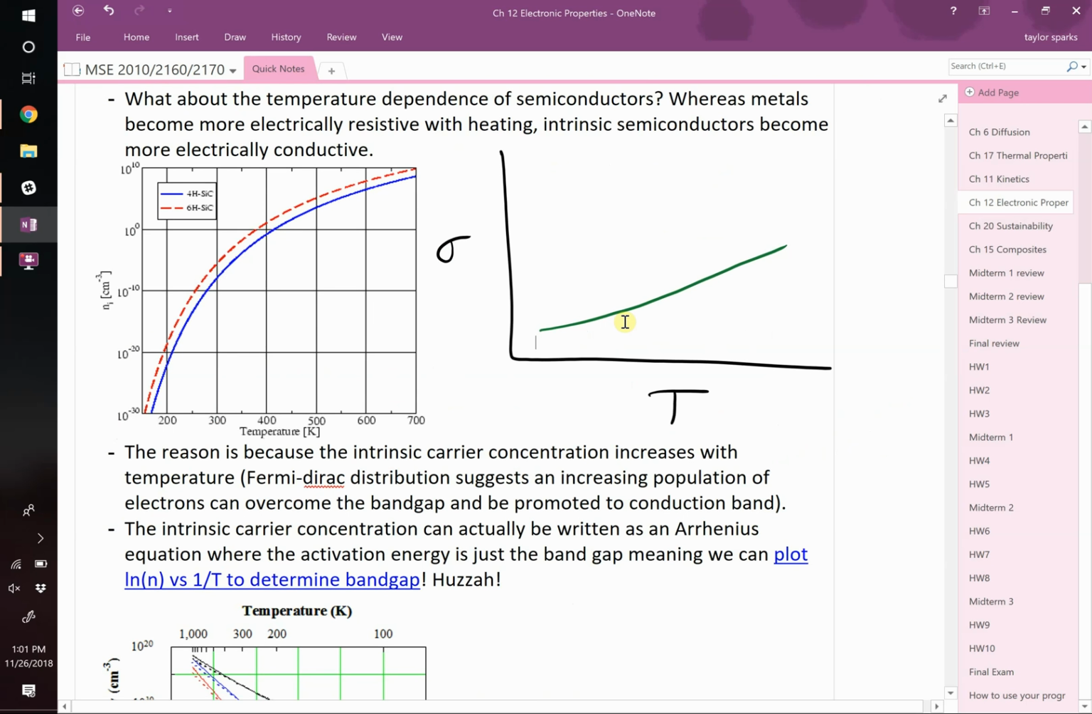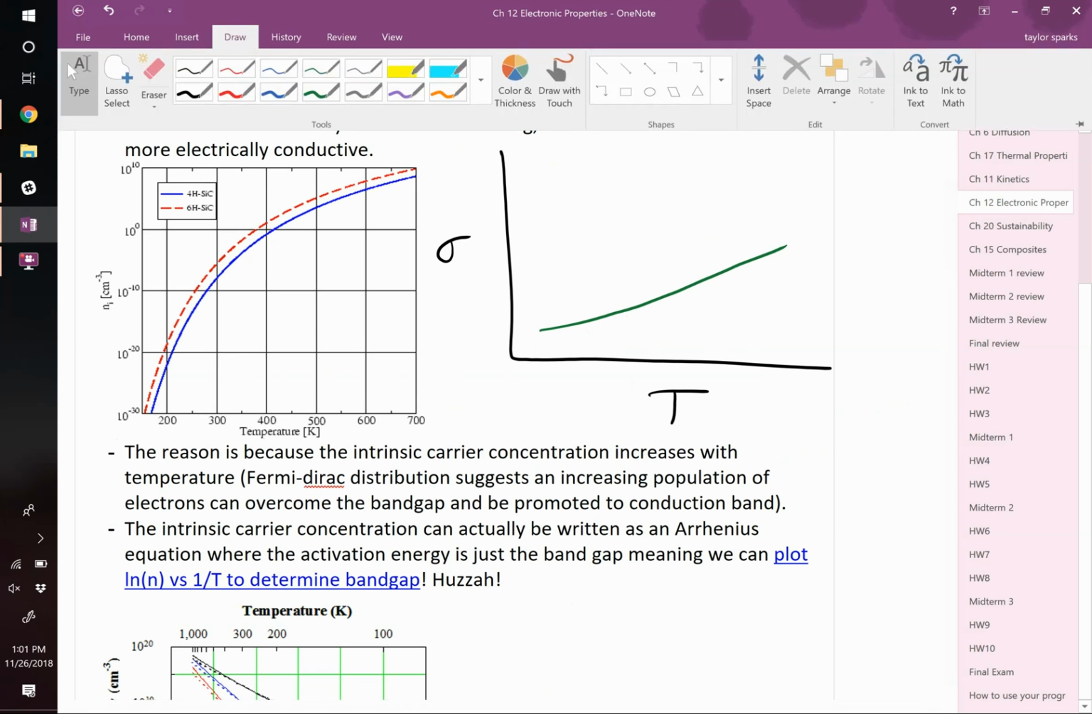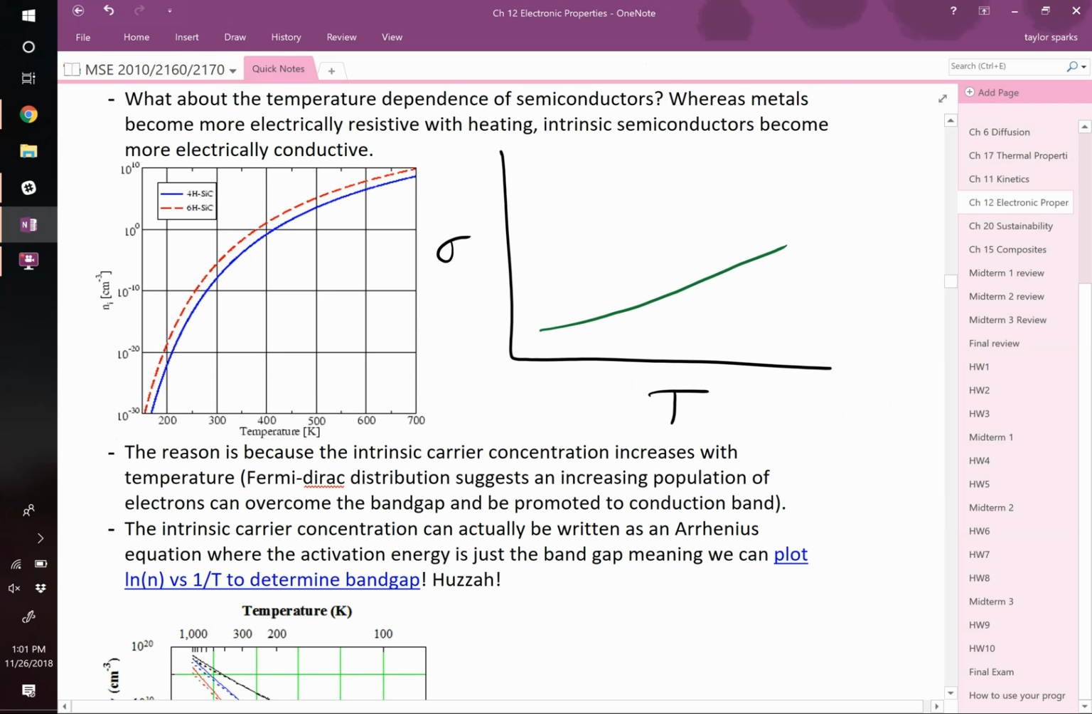How would a metal look? If you were going to sketch this, how would a metal look on the same plot? First off, is it above or below the semiconductor? Definitely above. The metal conducts. And then what trend does it have? It's going to be a negative trend, right?